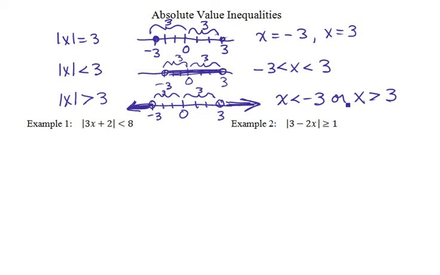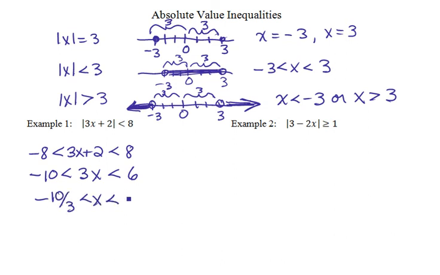So let's put this into practice with some specific examples. The first example is with a less than. So we're saying that whatever's inside the absolute value is less than 8 units from 0. Okay, so that's like this one. So whatever is inside the absolute value is between negative 8 and 8. And then you just have a linear inequality. Subtract 2 everywhere. We get negative 10 is less than 3x is less than 6. Divide by 3. Negative 10 thirds is less than x is less than 2. And you can write that as an interval, open interval, negative 10 thirds to 2.